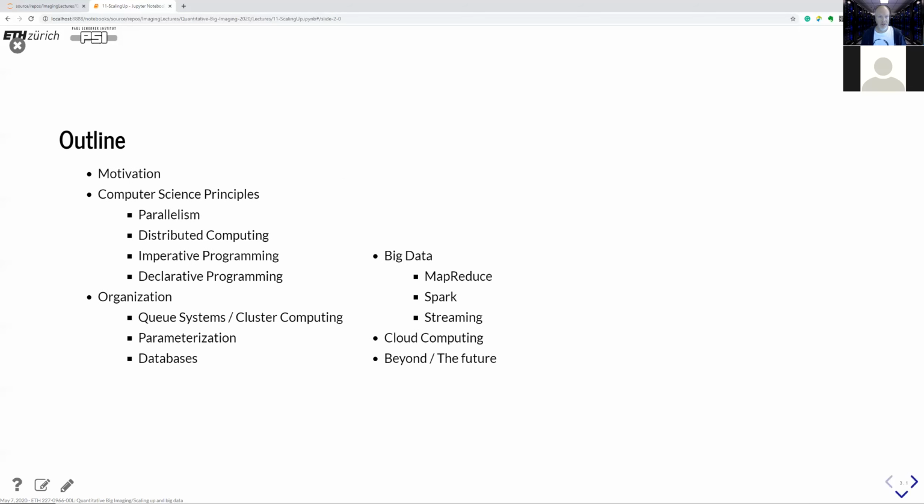So today's outline: we have some motivation, some principles of computer science, organization of how to work with this amount of data, big data, some frameworks and how to work with them, cloud computing, and then looking into the future, what could come, what would be needed in different types of experiments.